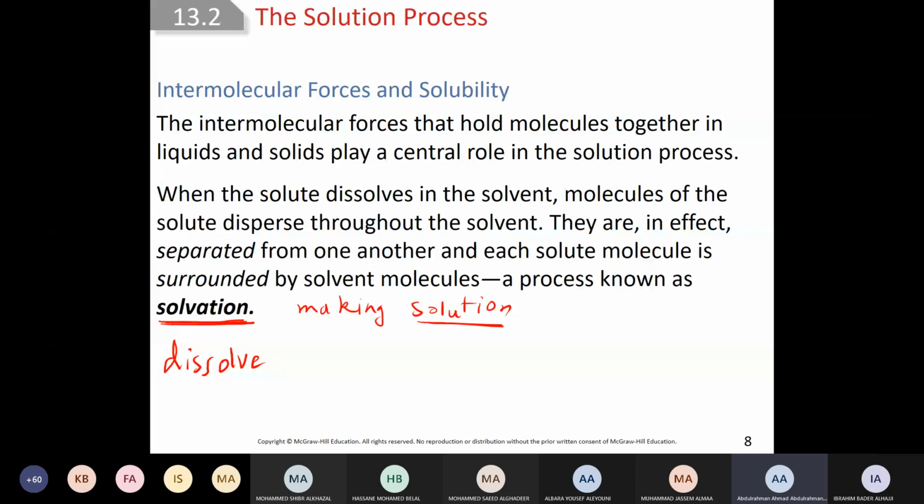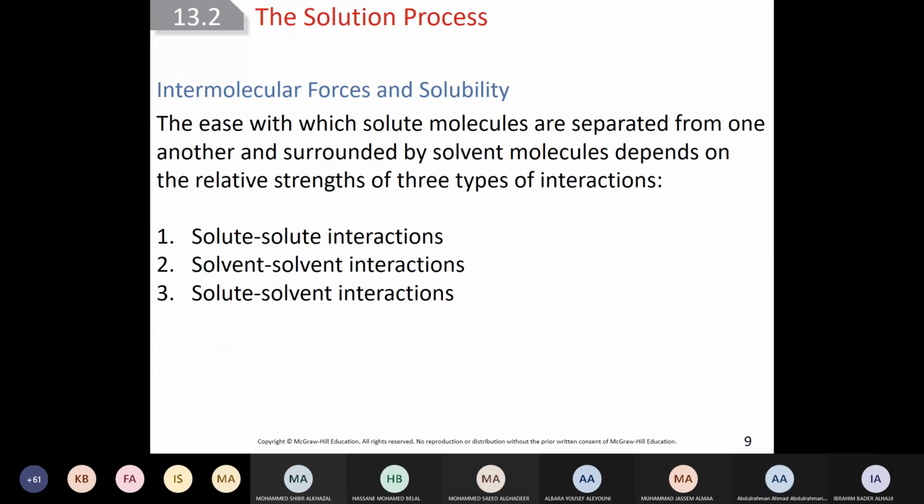Solvation is a process, and we can make solvation for NaCl in water. We can dissolve NaCl in water. As I said, why do things dissolve?